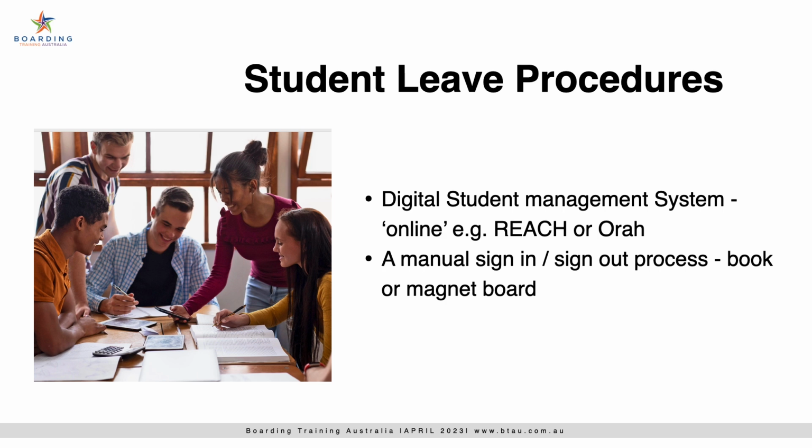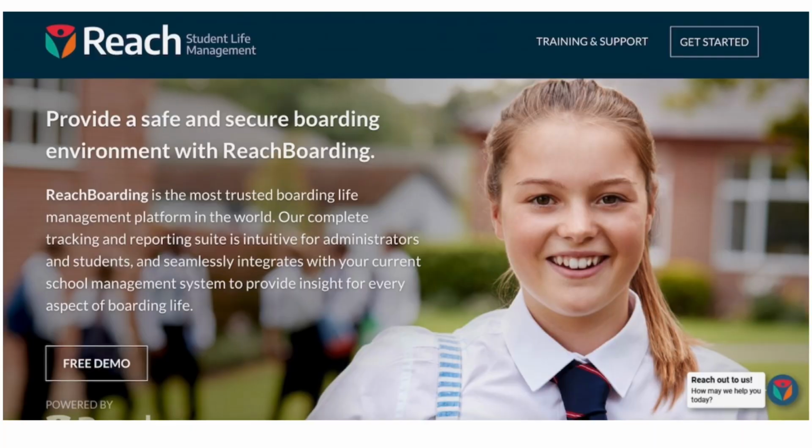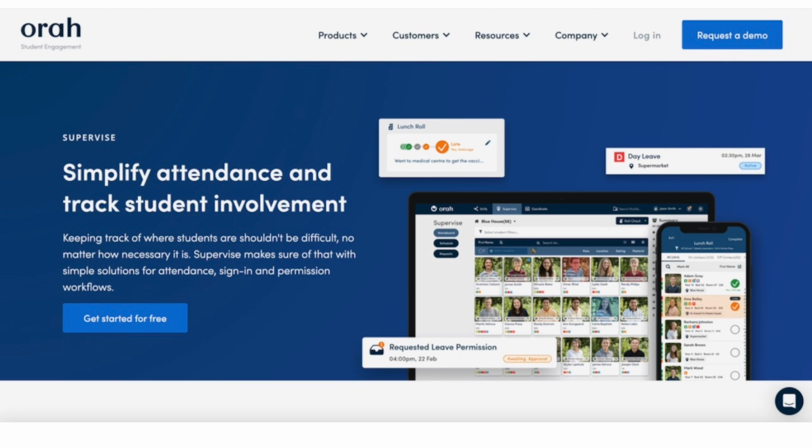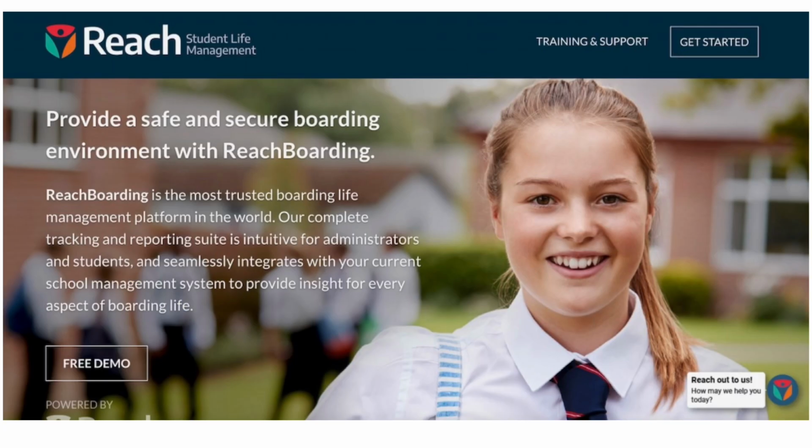Most organisations in Australia have a digital student management system to manage leave, and that is usually Reach. So most organisations have Reach. Some boarding residences still have a manual sign-in, sign-out process, or a book, or a magnetic board, or something like that. But every organisation has some sort of leave procedure. So there's Reach, and the other process is Aura. That's also a digital process for managing leave. Reach does a lot more than just managing leave. It has lots more add-ons, and it's actually a very useful piece of software.